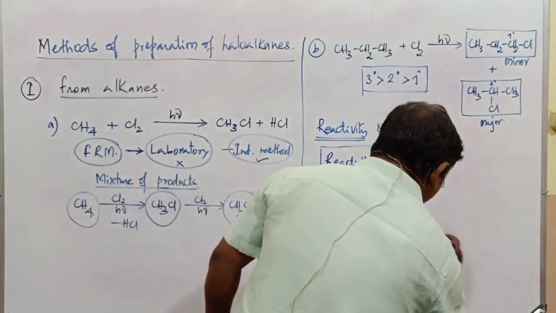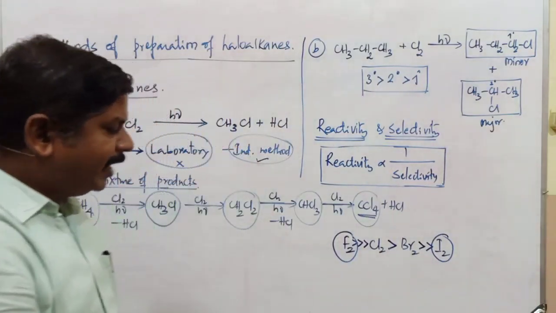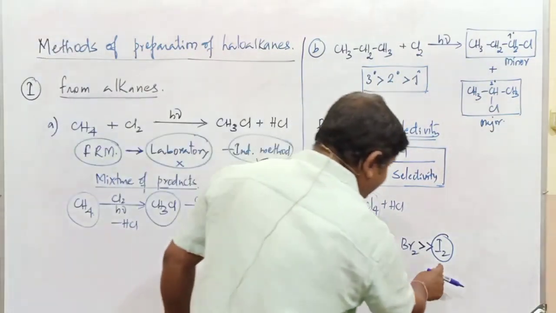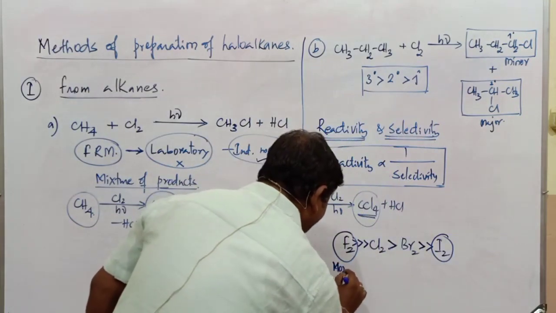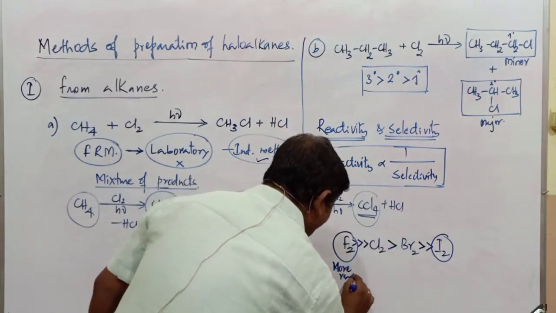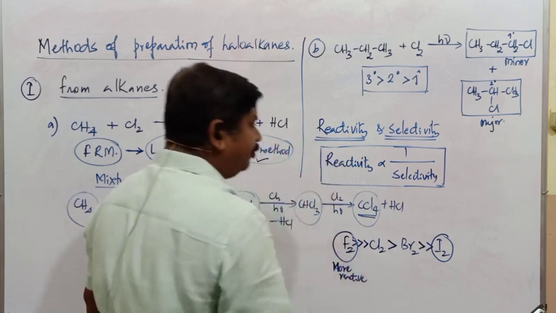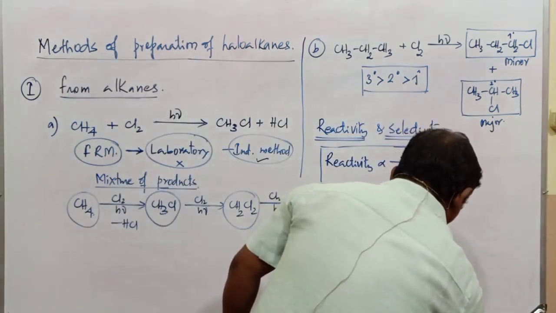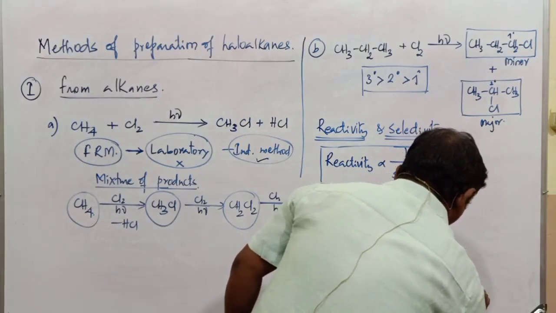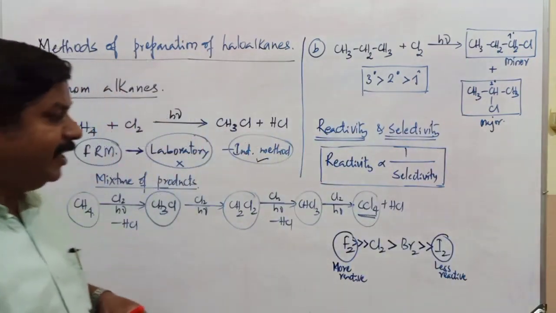Similarly, iodine is going to be less reactive in nature. This particular substance, fluorine, is going to be more reactive. When it is more reactive, it should be less selective. This one is going to be less reactive. When it is going to be less reactive, then it must be more selective in nature.